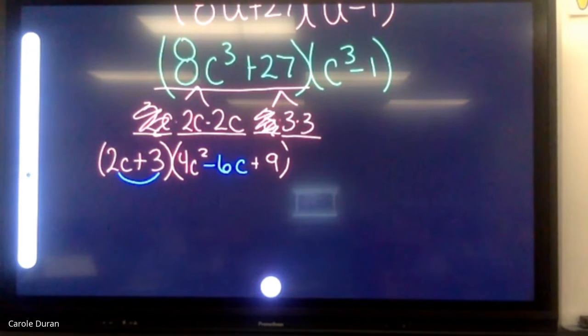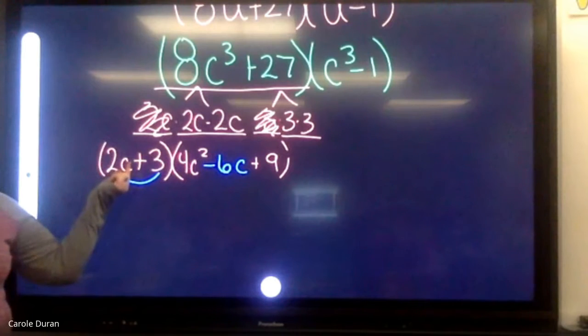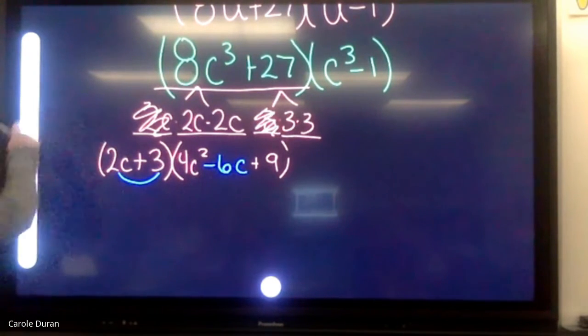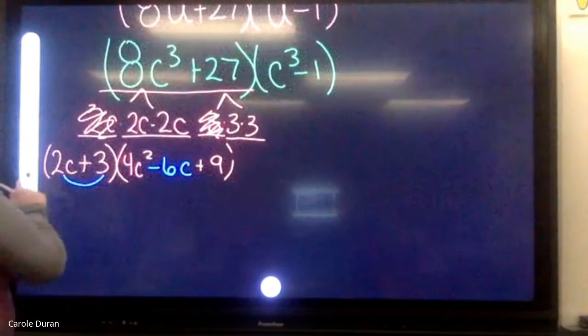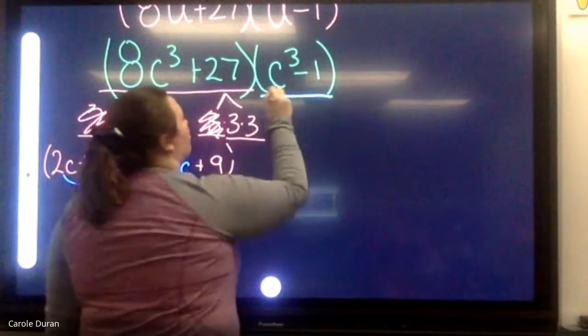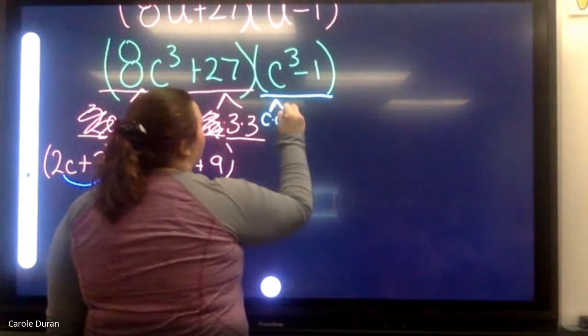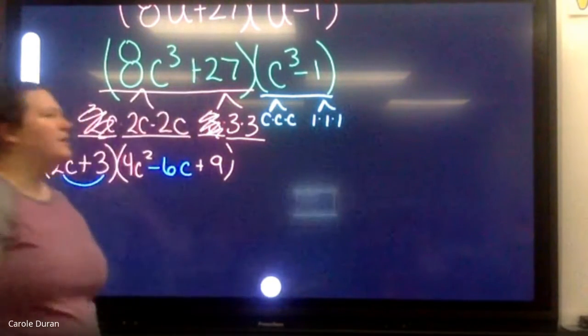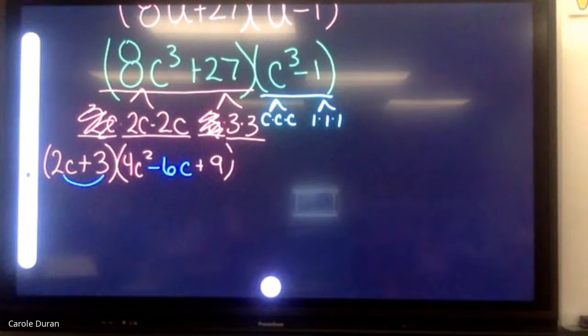And then we do it all minus 1, because that is a difference of cubes and it works the exact same way, except this is going to be a minus and that's going to be a plus. So let's do it. Cube root of c cubed is c times c times c. Cube root of 1 is 1, because 1 times 1 times 1 equals 1. We pay no mind to the sign in front of our last term.